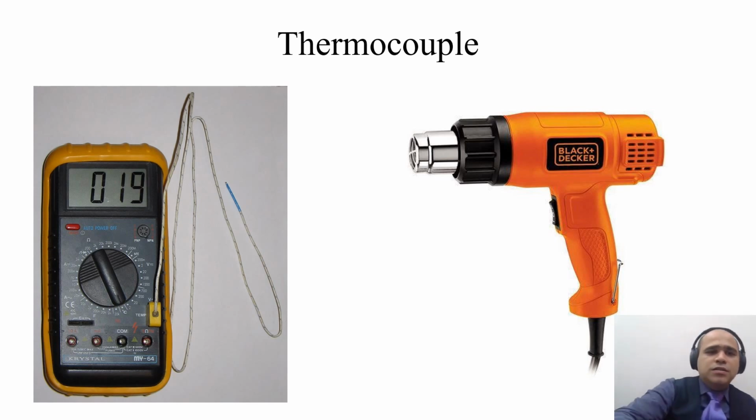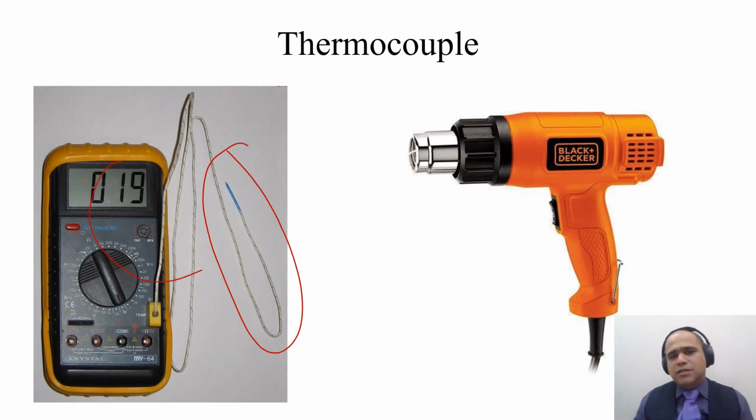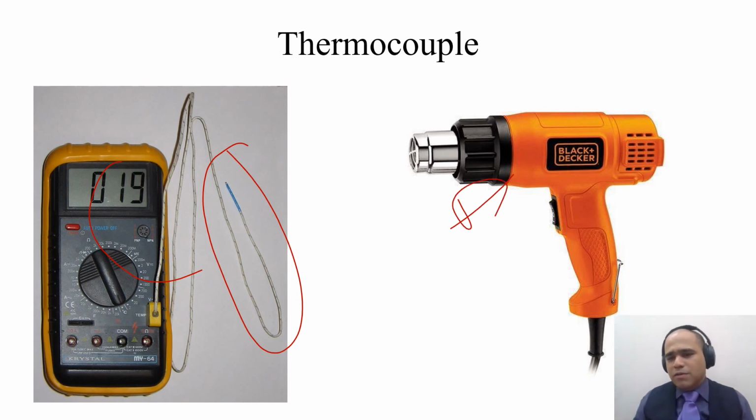Thermocouples are those fancy wires that come with your DMM, which has a temperature measurement facility. You might have seen that your heater or hair dryer, if you keep it on for long, automatically turns itself off. The thermocouple inside the hair dryer prevents it from catching fire.